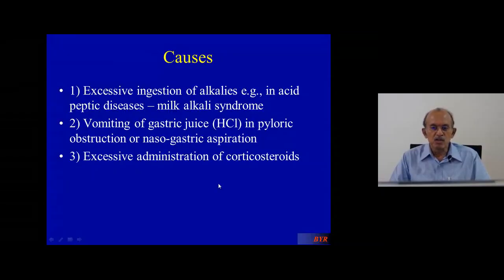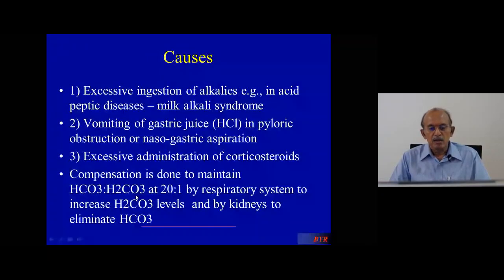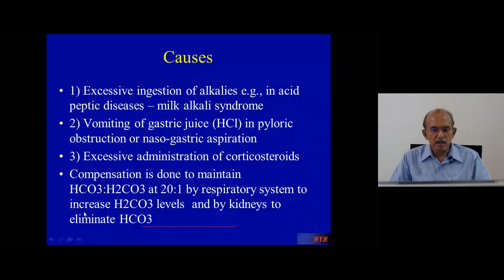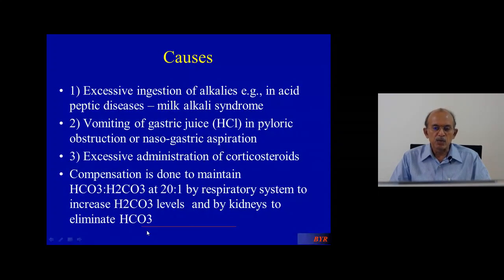Then excessive administration of corticosteroids. So here, compensation is done to maintain carbonic acid and bicarbonate level at 1:20, by the respiratory system to increase carbonic acid levels, and by kidneys to eliminate bicarbonate. Already told you. Whenever there is disturbance, the respiratory system and kidneys try to compensate and bring it back to the 20:1 ratio.